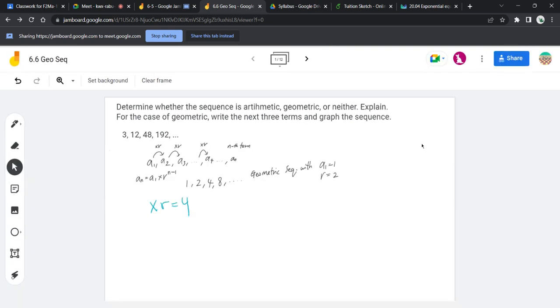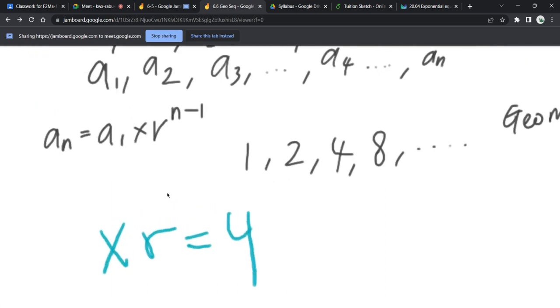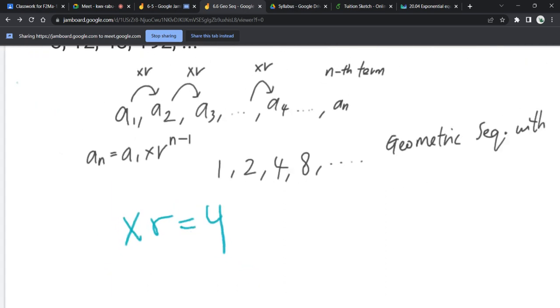No, we are on slide 1. Oh, so your answer is times r equals to 4. Oh, sorry, I did not see that. Yeah.